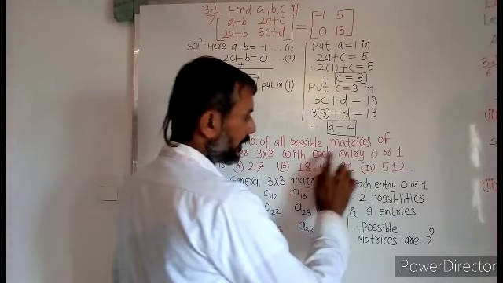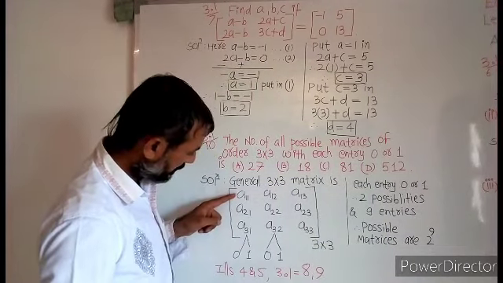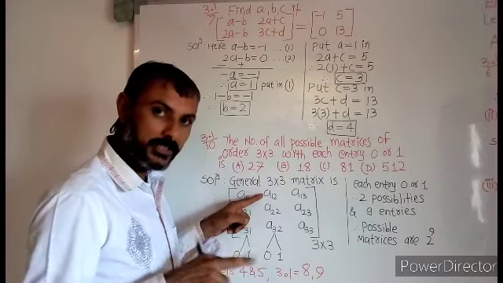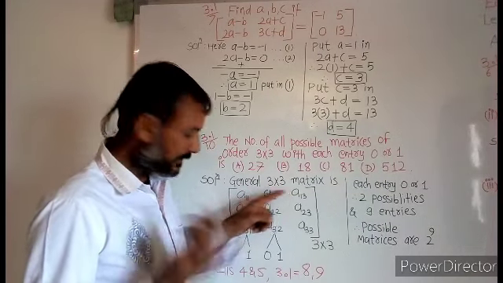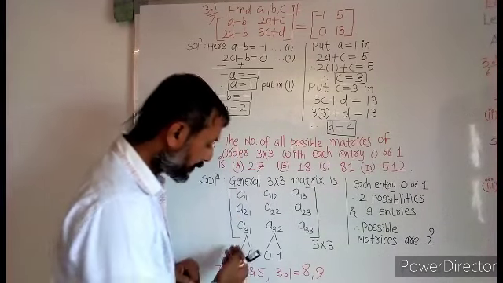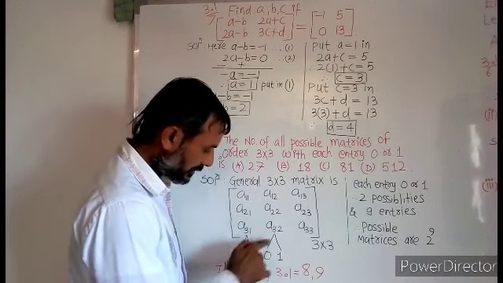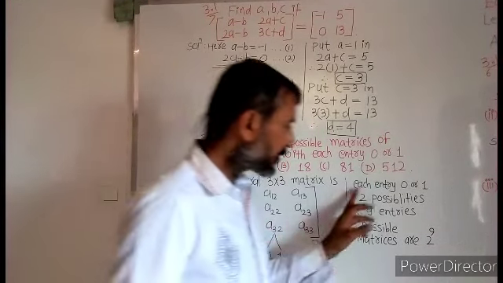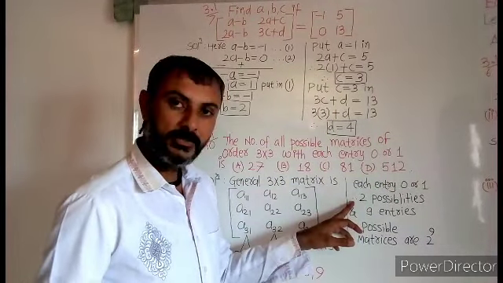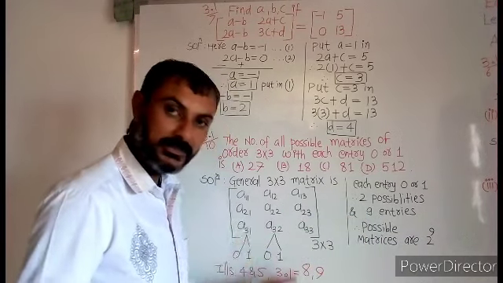Also, it is given that each entry is either 0 or 1. So this is 0 or 1, two possibilities. This is also 0 or 1, two possibilities, and in such a way, two possibilities for all entries. So each entry is 0 or 1. How many possibilities? Two. And how many entries? There are 9 entries.